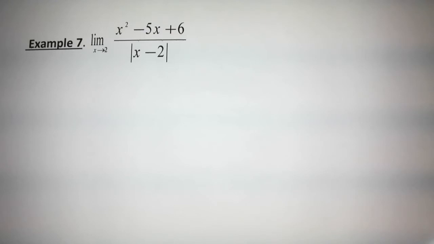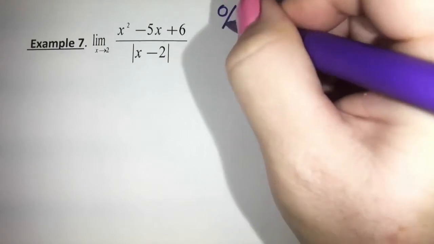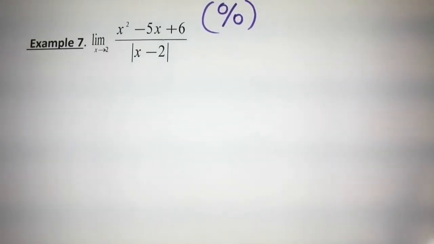Okay, next I'm going to show you one that's a little bit harder that is common on exams. So this is a limit that involves an absolute value. So we've got the limit as x approaches 2 of x squared minus 5x plus 6, all over the absolute value of x minus 2. And if we put the 2 into the top and the 2 into the bottom, we do get 0 over 0. So we know that it's an indeterminate form.